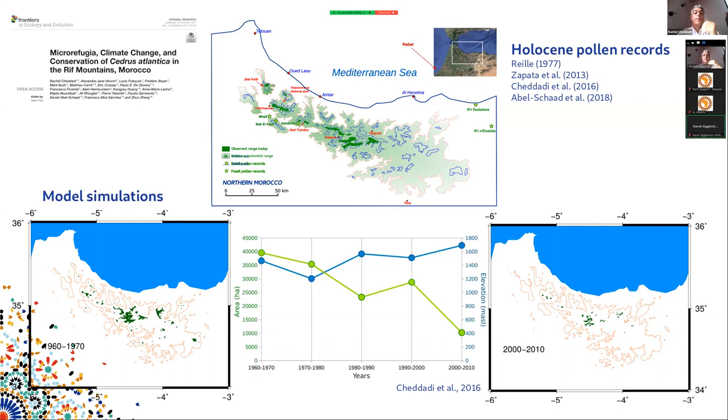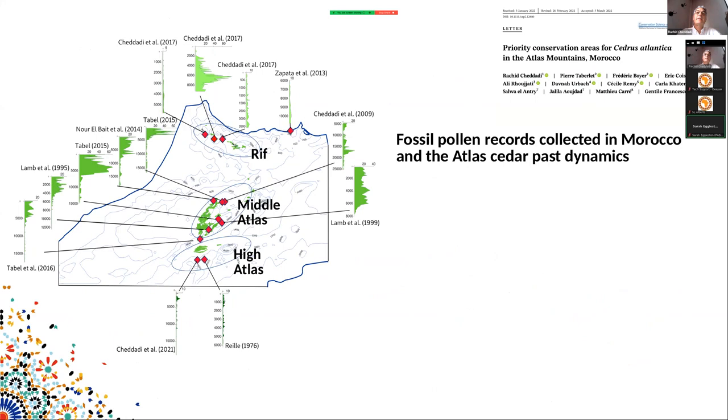When we saw the impact of climate on the Rif Mountains, and we wanted to contribute to its conservation, we wanted to make a more thorough, more synthetic view of what's going on and try to set up a conservation plan to save it.